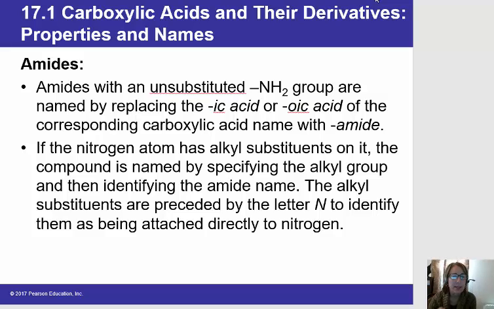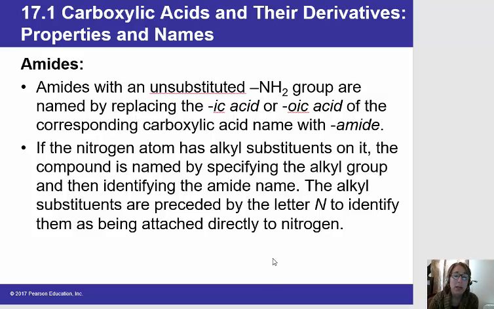Naming a primary amide is the easiest because all we have to do is identify the acid that was used to synthesize the amide. And then what we do is we replace the ic or oic acid with amide.